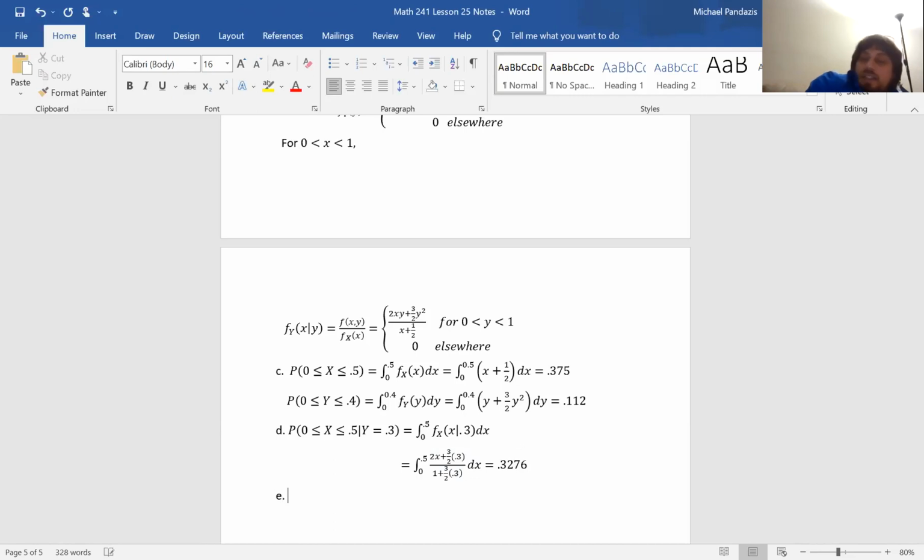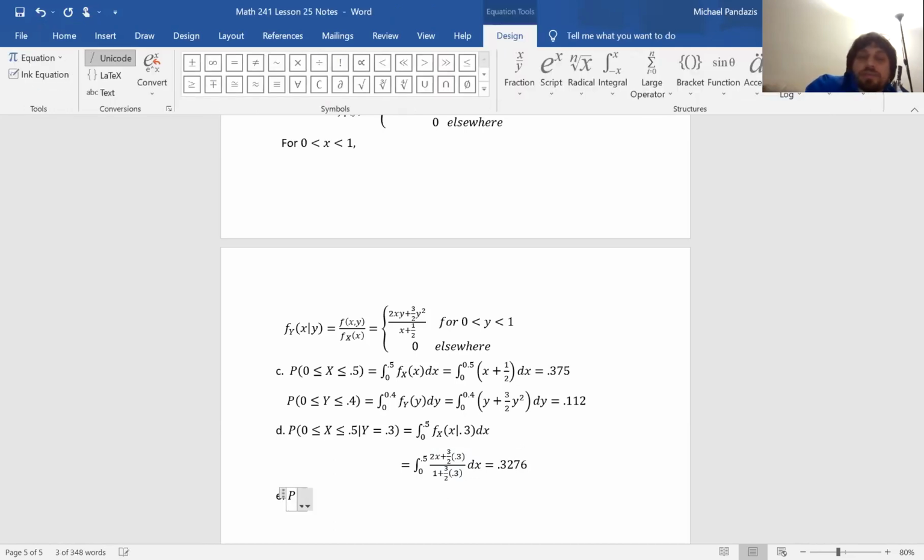Okay, so that's D. And then E is the probability of 0 less than or equal to y less than or equal to 0.4, given that x is equal to 0.2. And so that's equal to the definite integral from 0 to 0.4 of f sub y given x is 0.2 dy.